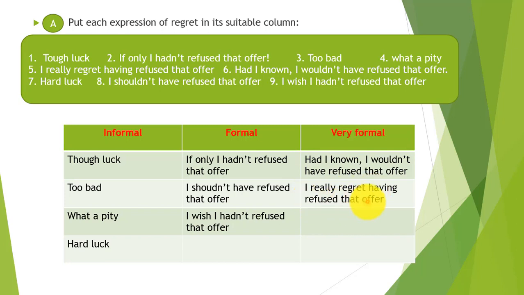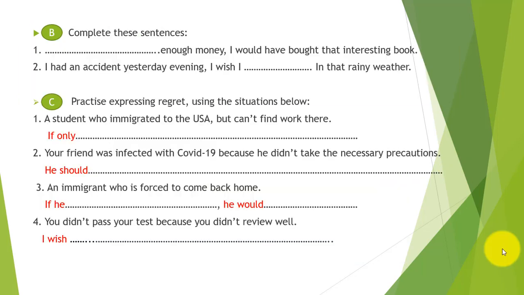I hope that your answers were correct. After that, we move to activity B. What you have to do is complete the following sentences. Fill in these blanks with the appropriate words, using expressions of regret. You read a statement, and from the given context you try to complete it, using appropriate words fitting the meaning of the statement. Once you finish, you move to activity C.